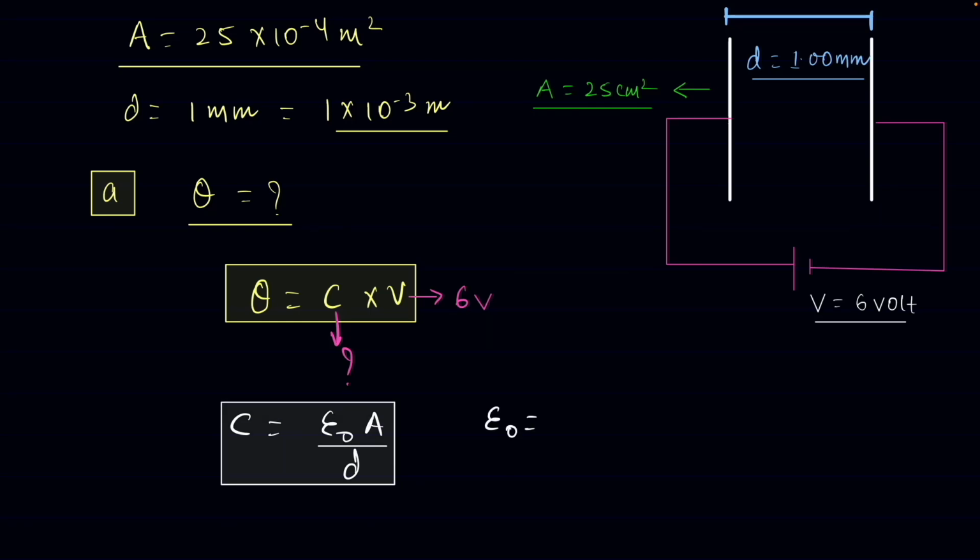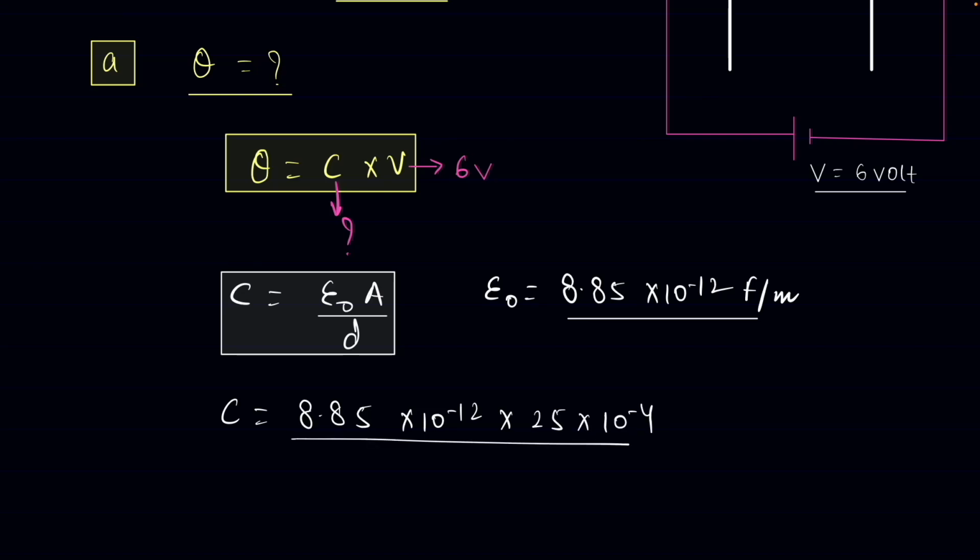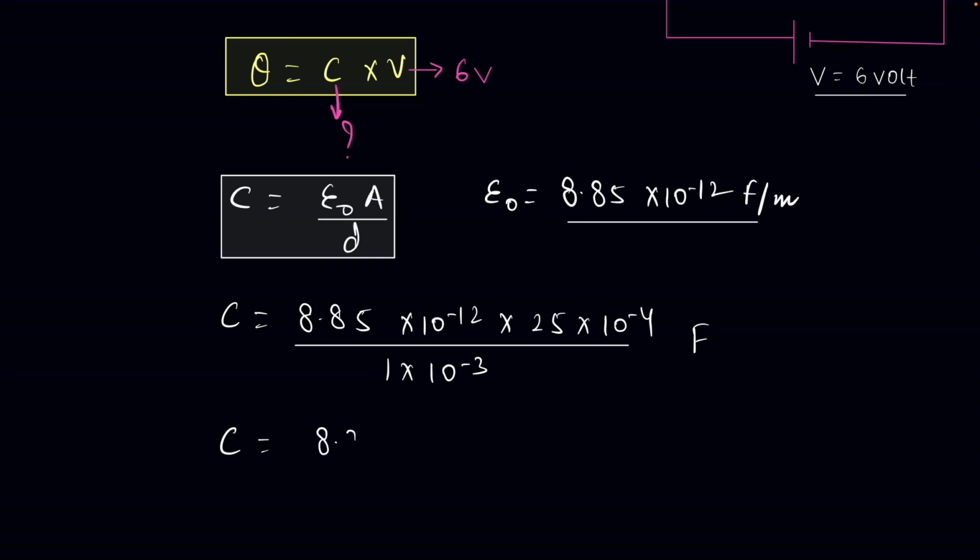Epsilon naught value we can substitute, 8.85 into 10 to the power minus 12 farad per meter. This is the epsilon naught value. Area is already given here and the distance is also known. So let's substitute the values. C is equal to 8.85 into 10 to the power minus 12, area is 25 into 10 to the power minus 4 and the distance is 1 into 10 to the power minus 3 farad. C is equal to 8.85 into 25 into 10 to the power minus 13 farad.